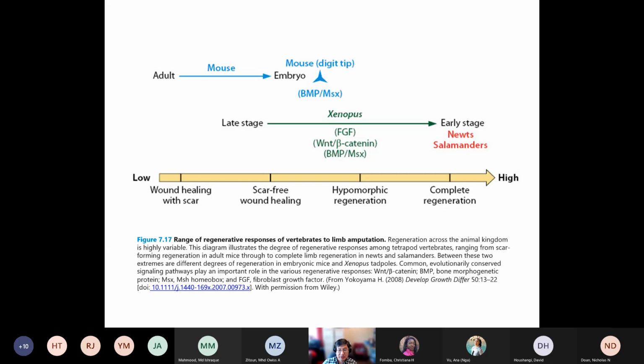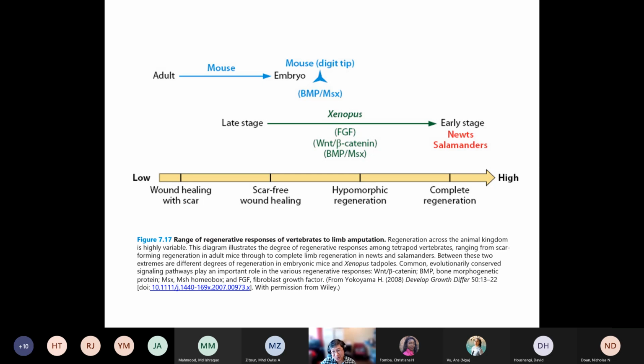And then on top, it shows you in different species how they can achieve different outcomes. Like in mouse, maybe in the adult you don't have any regeneration power, so regeneration is limited to healing with a scar. But in the embryonic mouse, if you remove the tip of the digit before they are born, by microsurgery, going in there and taking the tip of the digit, it is going to regenerate back.